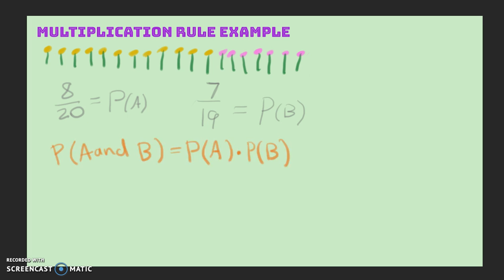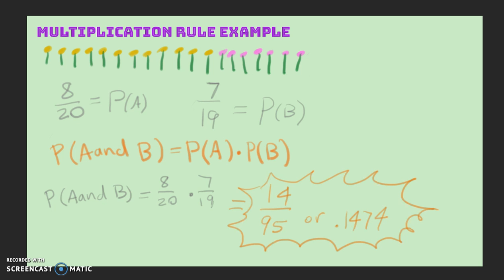All right, and so what we do is we just plug in these values. Our A value goes here, and our B value goes there. The order doesn't matter, obviously, because it's multiplication. So this leaves us with our answer, 14 over 95, or 0.1474. That's how you do it.